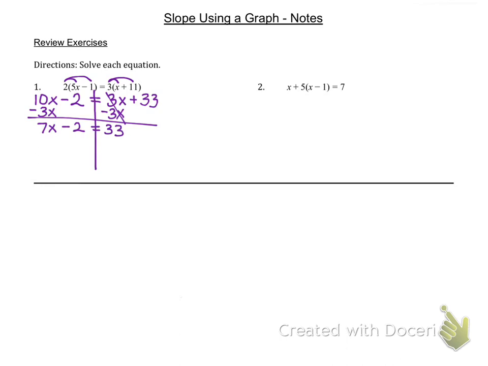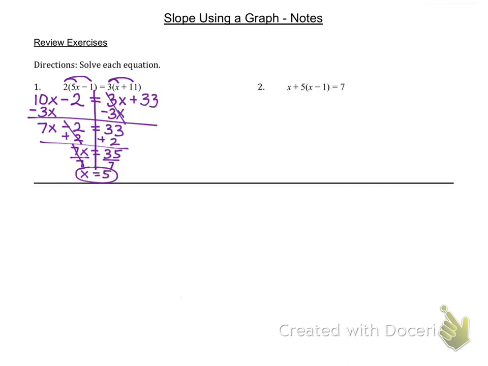Next, I'm going to continue to isolate the variable on the left side since it's already on the left side. So I'm going to add 2 to both sides of the equation. Negative 2 plus 2 is 0, so that cancels. Now I have 7x is equal to 35. Last step, I'm going to divide both sides by 7. 7 divided by 7 is 1, so we have 1x equals 35 divided by 7 is 5, so x equals 5.